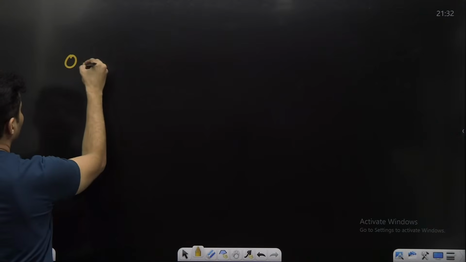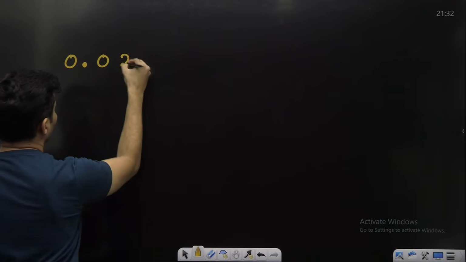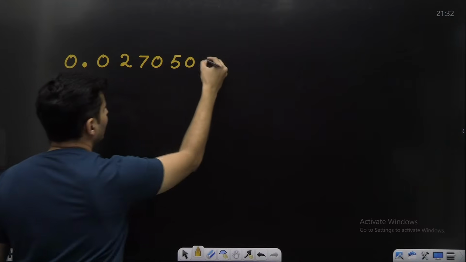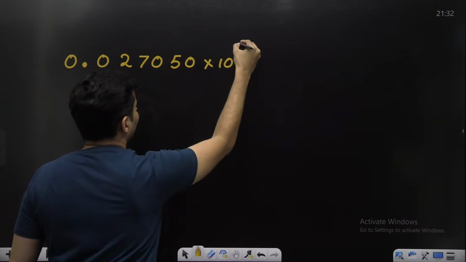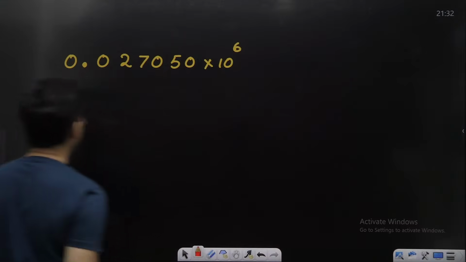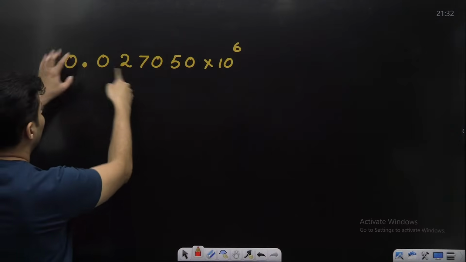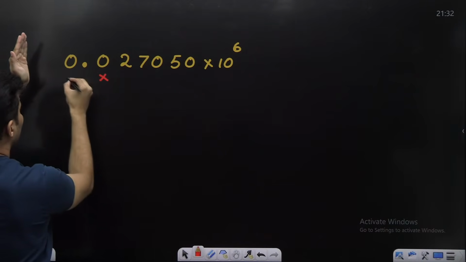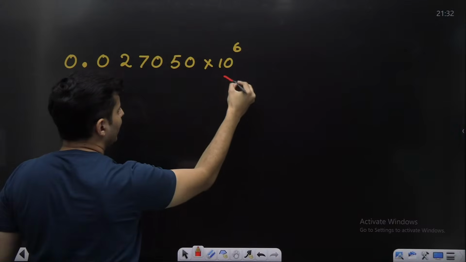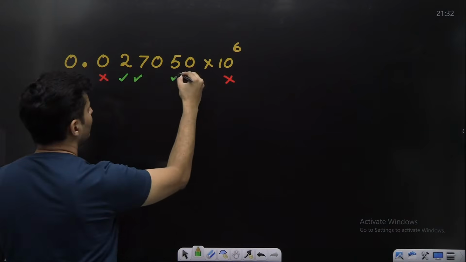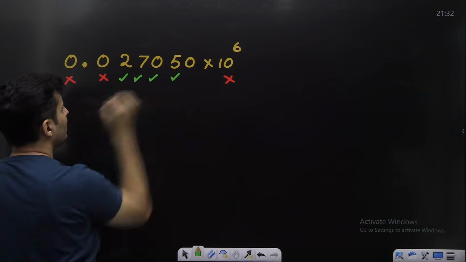Say for example, I told 0.027050 into 10 to the power say 6. How many significant figures does it have? What you will do? You will think, oh, this number is less than 1, so these zeros should not be counted. Powers of 10 not to be counted. What should you count? All the non-zeros. Any zero between two non-zeros is counted.